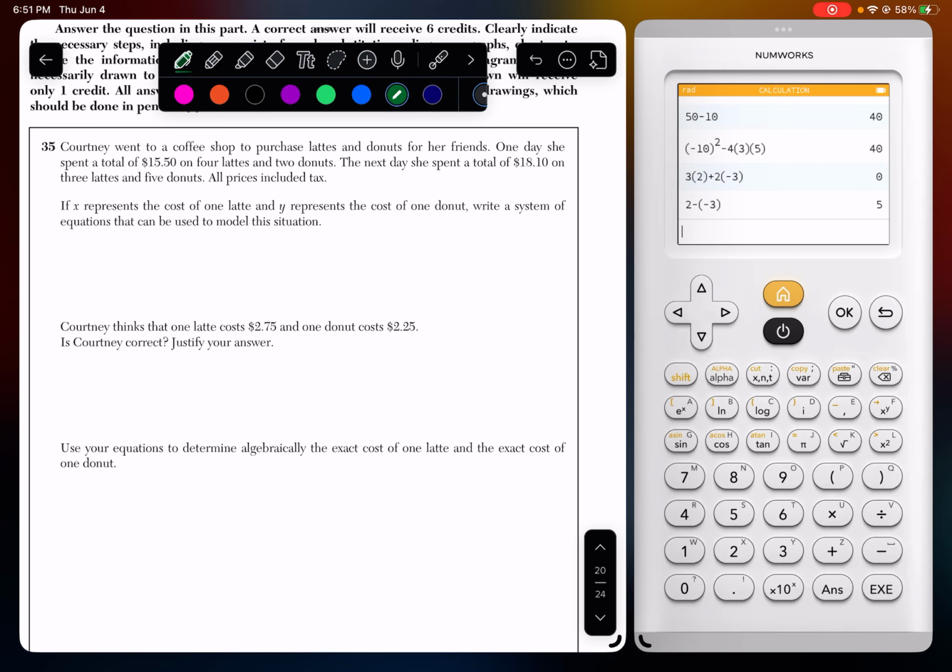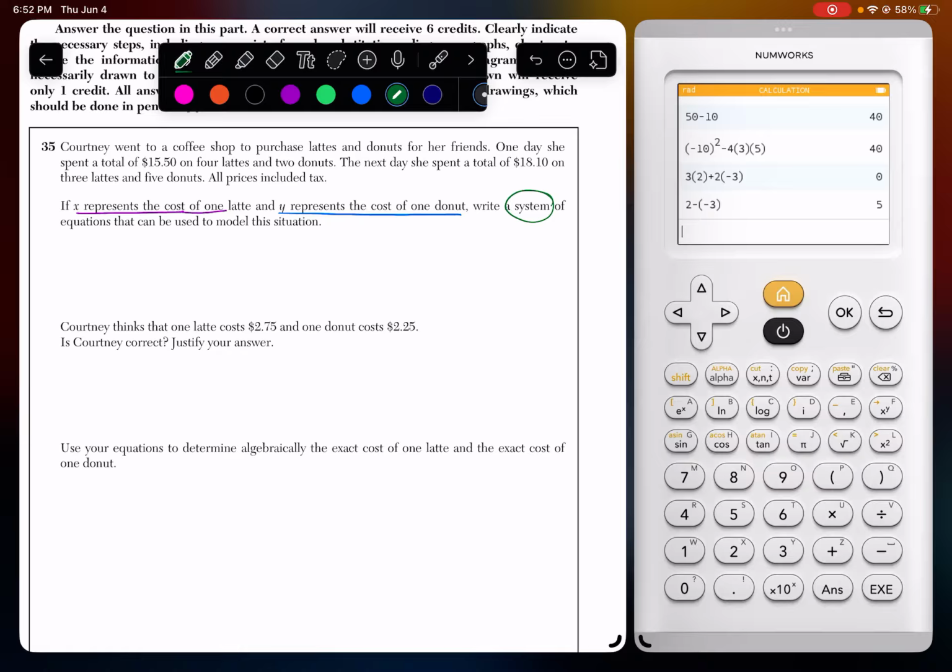And then our final one here, Courtney and her lattes. So Courtney went to a coffee shop to purchase lattes and donuts for her friend. One day, she spent a total of $15.50 on 4 lattes and 2 donuts. The next day, she spent a total of $18.10 on 3 lattes and 5 donuts. All prices included tax. If X represents the cost of 1 latte, and Y represents the cost of 1 donut, write a system of equations that can be used to model this situation. So system means I'm going to be writing 2 equations.